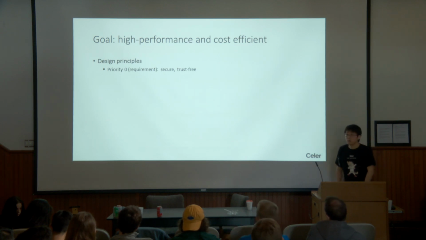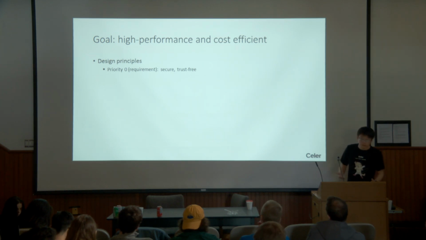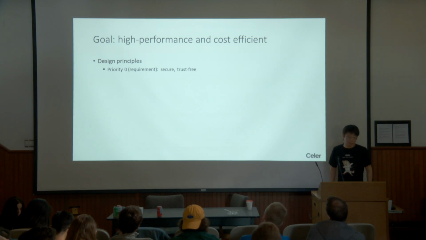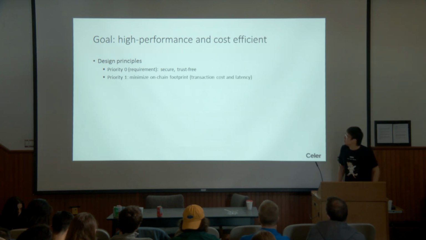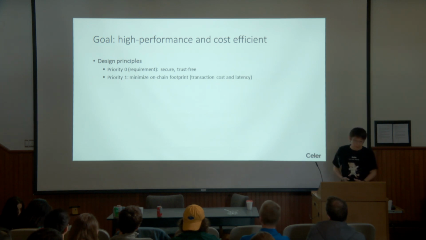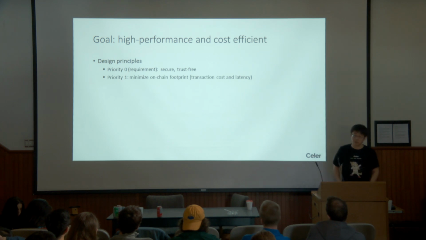The most important goal of the state channel, of course, is high performance and cost efficiency, and we have different design principles. Priority 0, which is a must-have requirement that cannot be compromised, is security and being trust-free. I'm not going into details of it. Then priority 1, the number 1 priority, is to minimize the on-chain footprint, minimize the number of transactions, and minimize the gas cost of each transaction. We have been trying very hard for this.